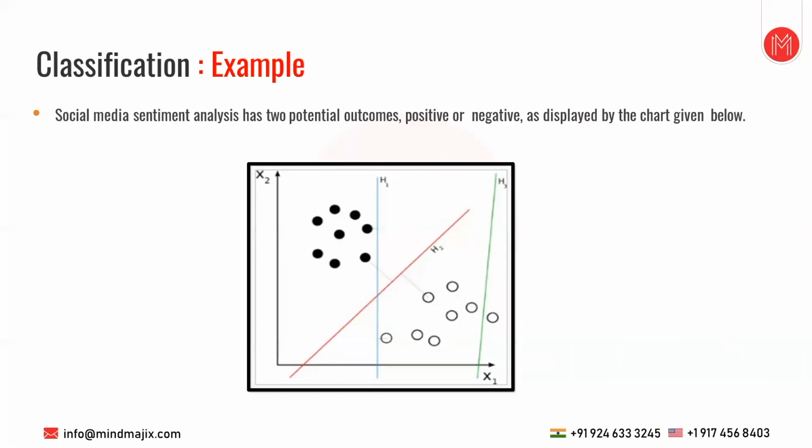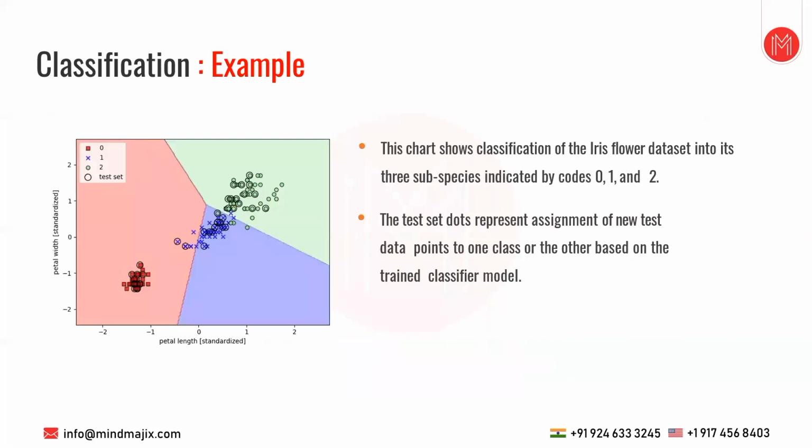But whenever we have four or five classes, we consider it multi-class classification. After discussing that, we can also take iris classification. Iris is a type of flower, and the flowers are considered within three classes, 0, 1, and 2. There are different classes like virginica, setosa, and versicolor. The test set dots represent the assignment of new data points to one class or the other based on the trained classifier model. So that's how things work in classification.